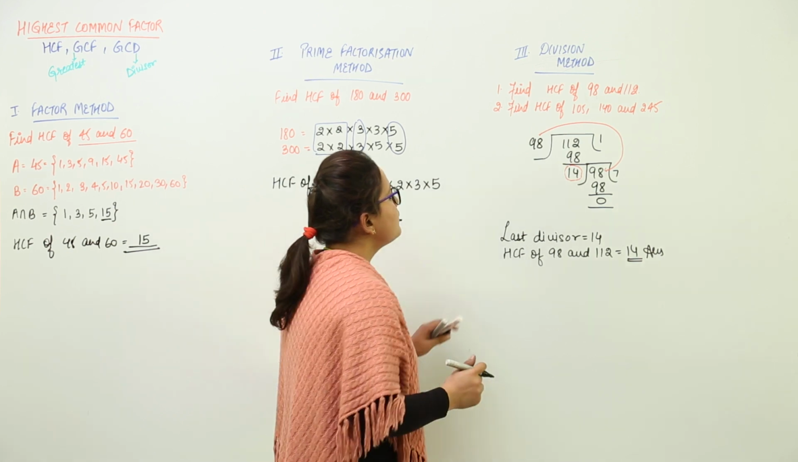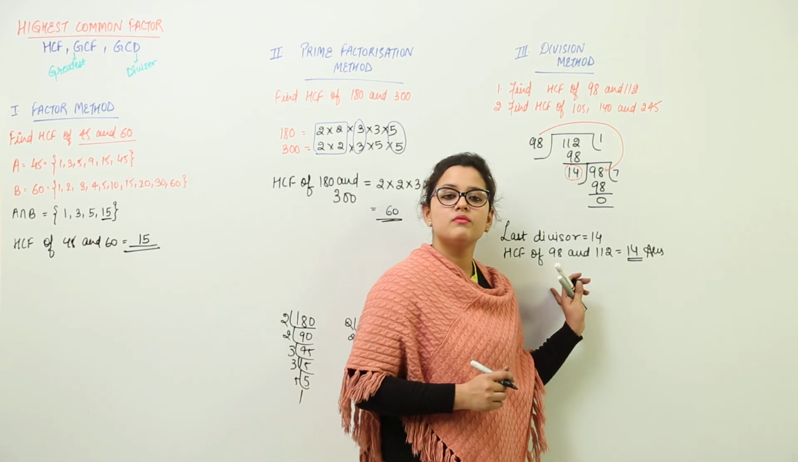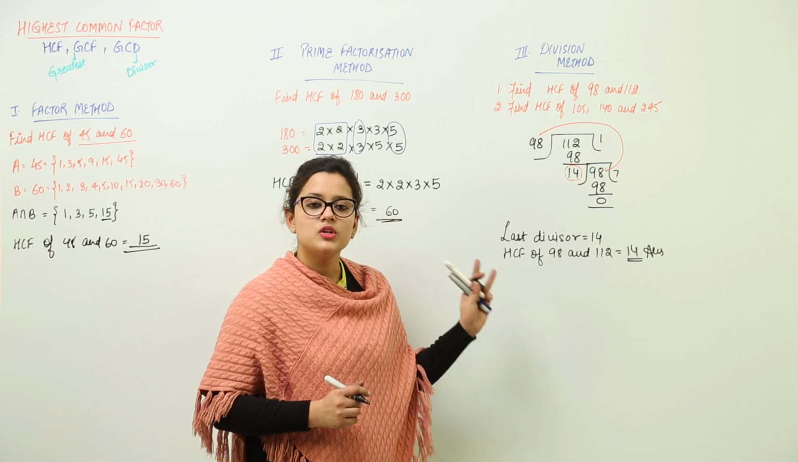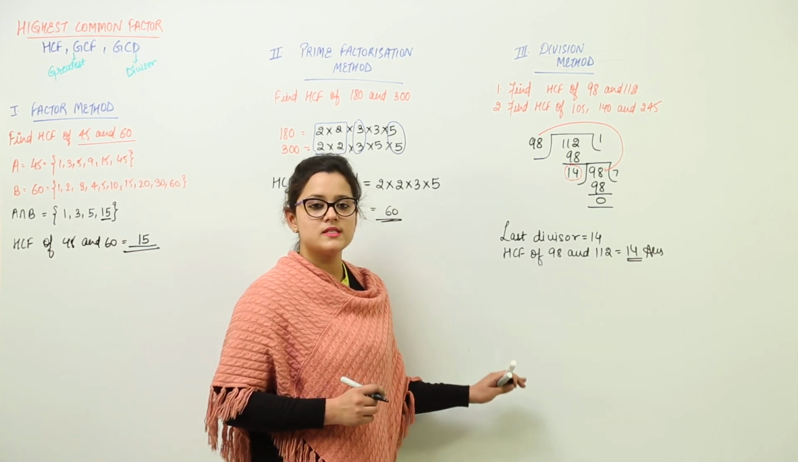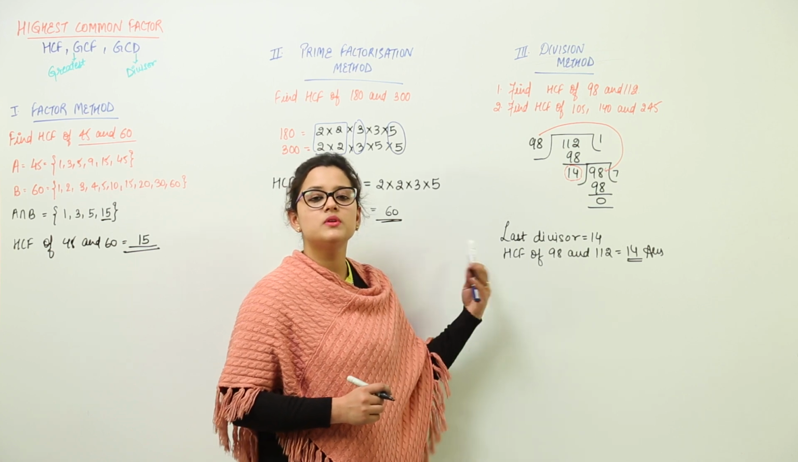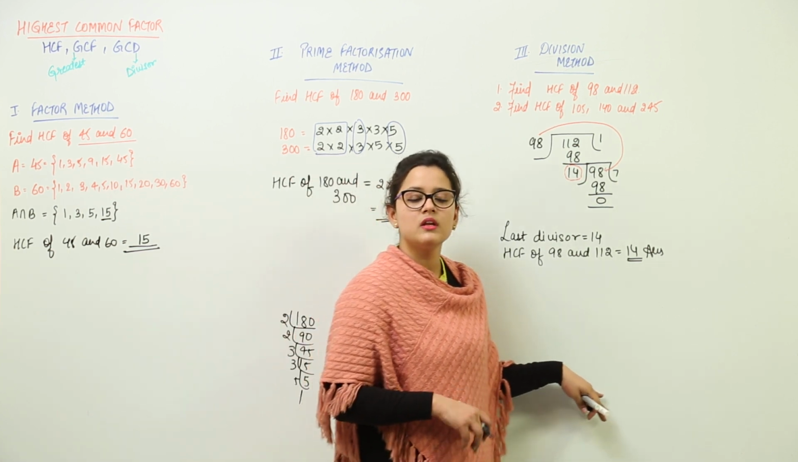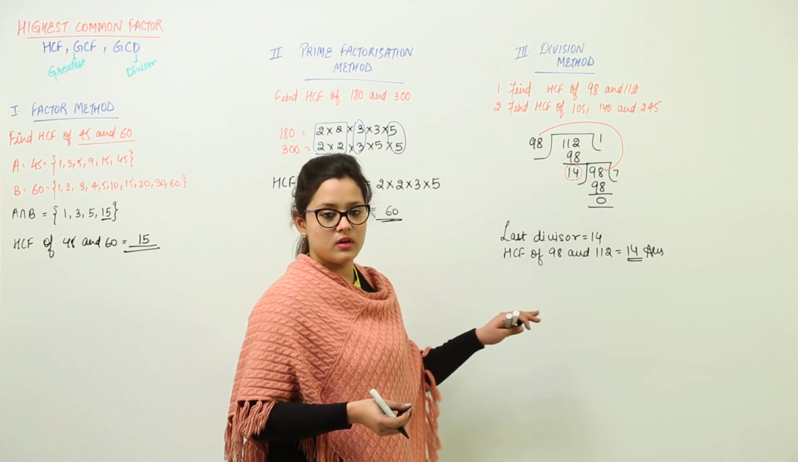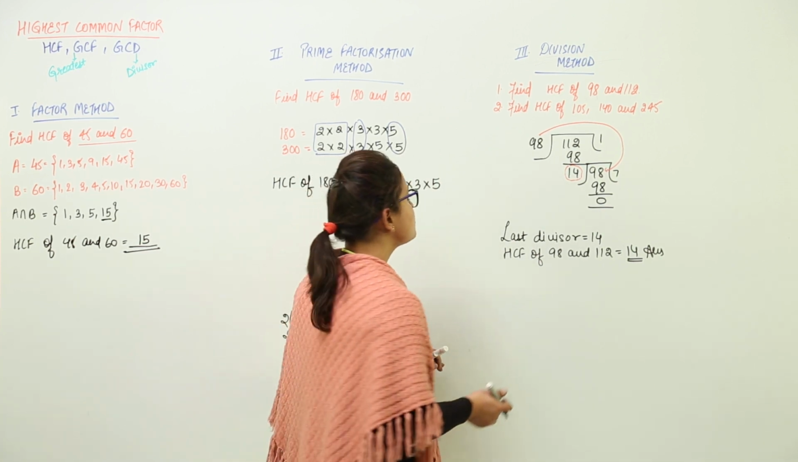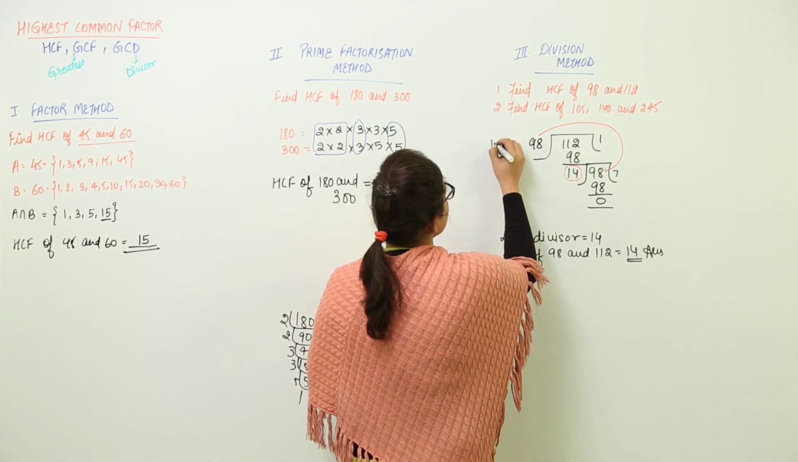Similarly, what would happen if you have to find the HCF of 3 numbers? For that, you will first find the HCF of 2 numbers. Once you have got the HCF of 2, combine it with the third one and find the HCF again. You will get the final conclusion of HCF out of the HCF of all the 3 numbers. So let us do this. This was the first one.